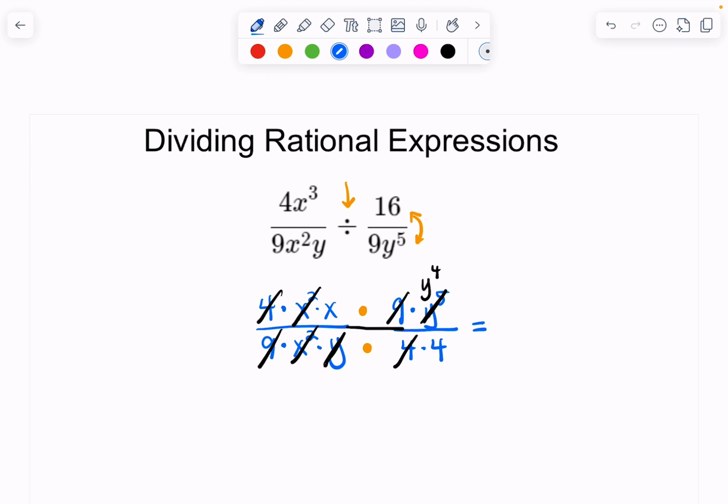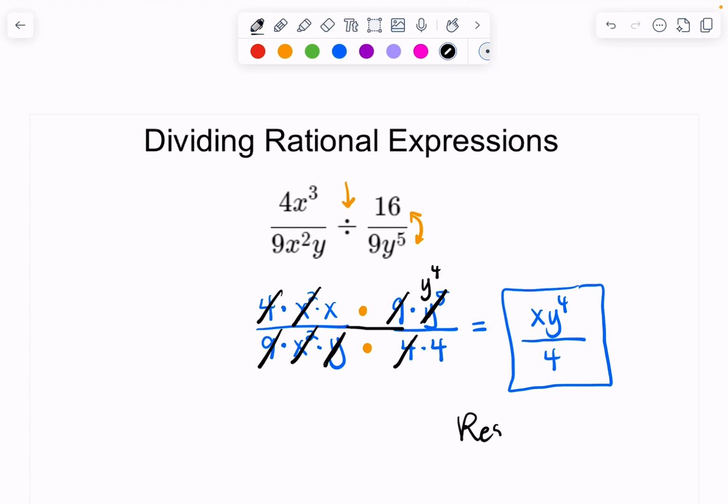So overall, for our final answer, on the top, we got an x and we got a y to the 4th, so xy to the 4. And in the denominator, the only thing that didn't cancel is a 4. So there's your final fraction answer. And then you give me the restrictions like usual.